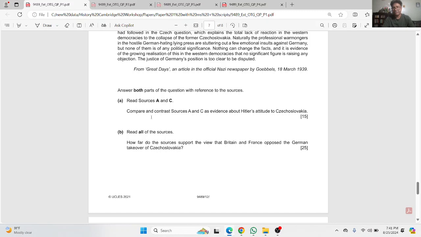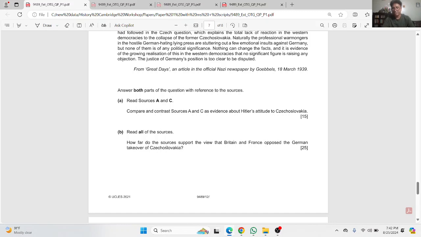So this is the question, part A of this question, that carries 15 marks, and we have the B part of the question, that is read all the sources. So as we have discussed previously, the B part is demanding that you have to study all the sources, and you have to find how far the statement that is given here could be proved from these sources.